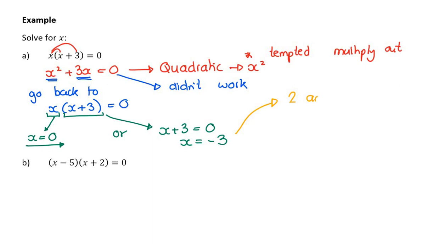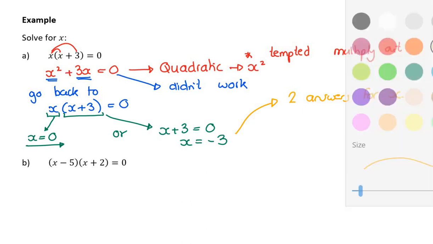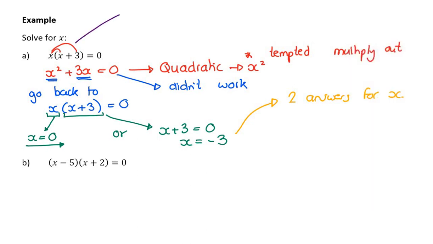Now that always happens in a quadratic equation. A quadratic equation always has two answers for whatever variable you're finding. Now let's check, does this actually work? Well, let me change color quickly. What happens if x was 0? What would I get? If x is 0, I would get 0 multiplied by 0 plus 3. Now that would be equal to 0 multiplied by 3. Now I don't really care what's in that bracket. 0 multiplied by anything is 0. So it did actually work.